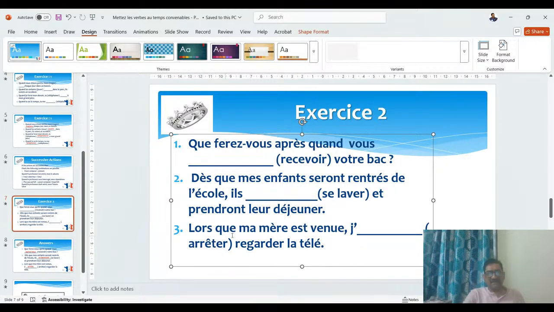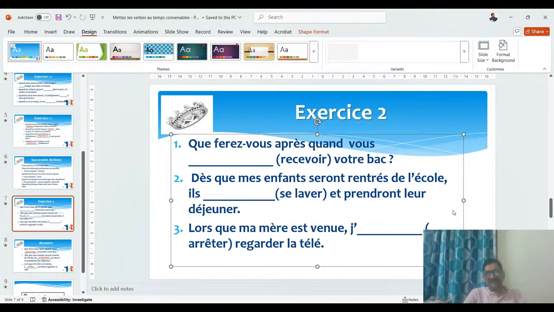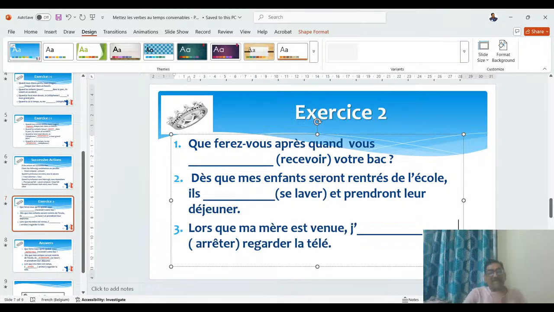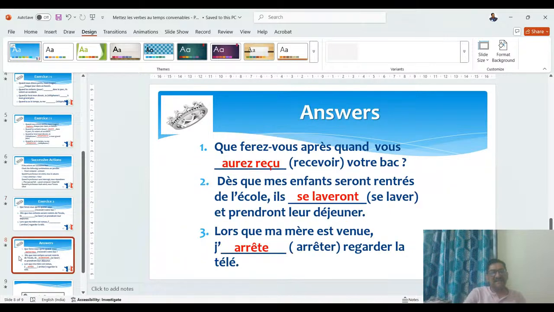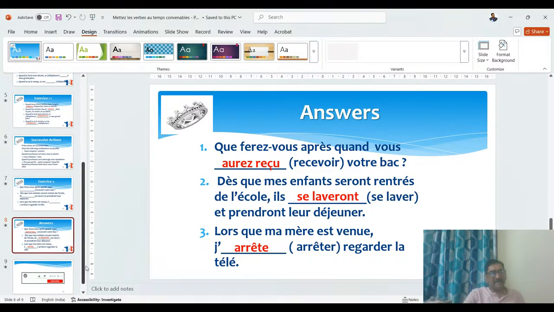And again, this is passé composé. So the other verb will be in what? Plus-que-parfait. So that is the way you have to decide. Got it? Okay, let's see the answers now. So aurait reçu. I have written passé composé with present tense because it's successive. So be careful. Got it?